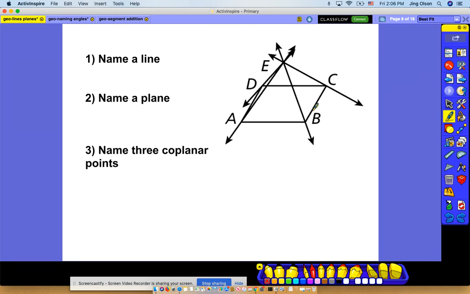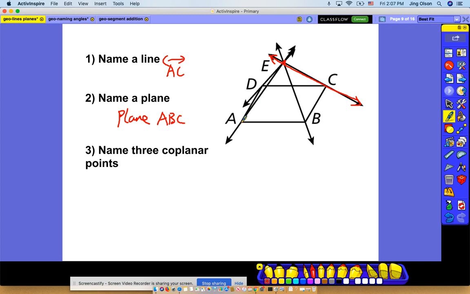Let's go ahead and name a line, name a plane, and name 3 coplanar points. Name a line. There are many lines. Just go ahead and name one. I'm going to name the line AC. That's this one. Name a plane. I'm going to name the bottom plane. There's a plane on the bottom, so I'm going to use 3 non-collinear points. Plane ABC.